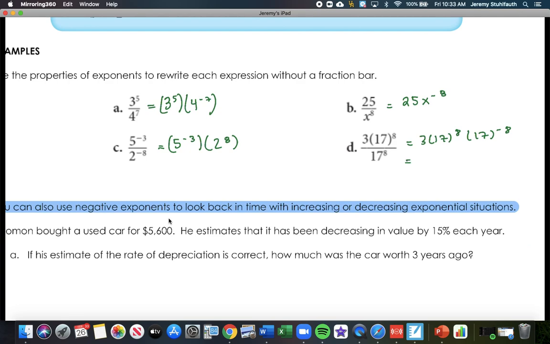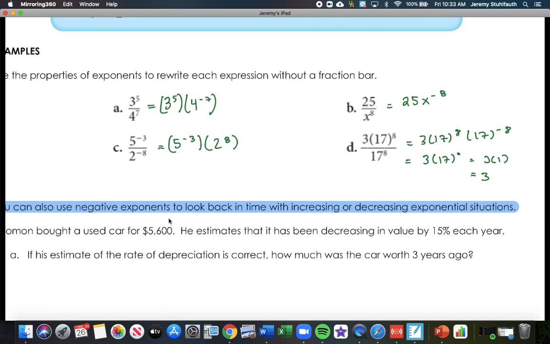If we look at that, 17 to the 8th times 17 to the negative 8th, we can use the product property of exponents, the multiplication property, which means we add those two exponents. So we get 3 times 17 to the 0 power, which is 3 times 1, so this is equal to 3.